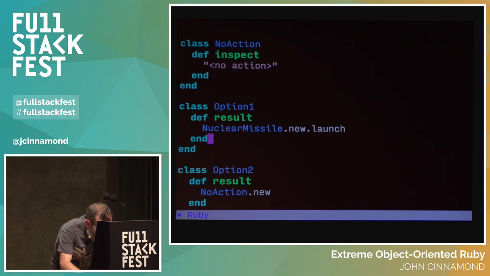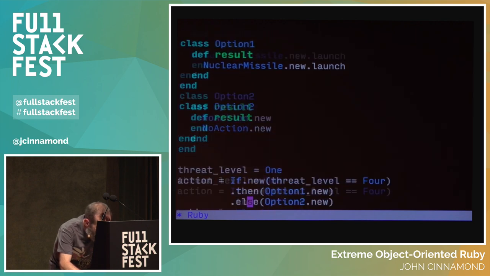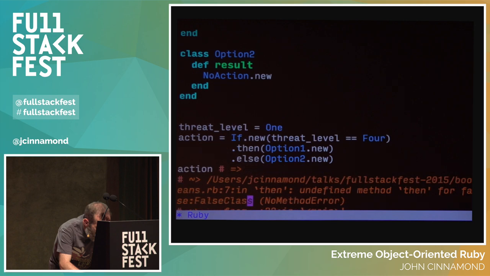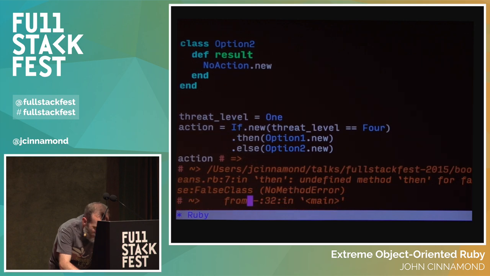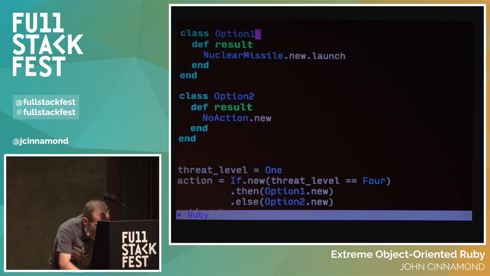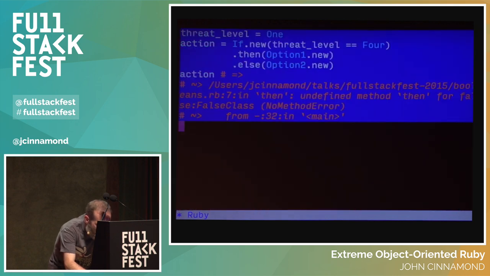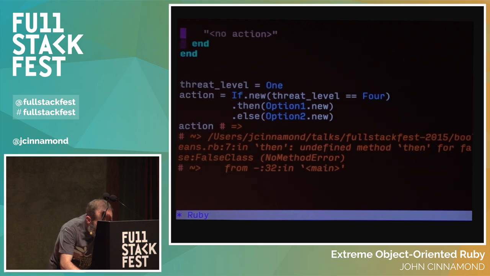Class option 1. Anyone got any ideas? Something's coming in as a fault. This is the thing I get all the time when I typo. Let me just delete that code.